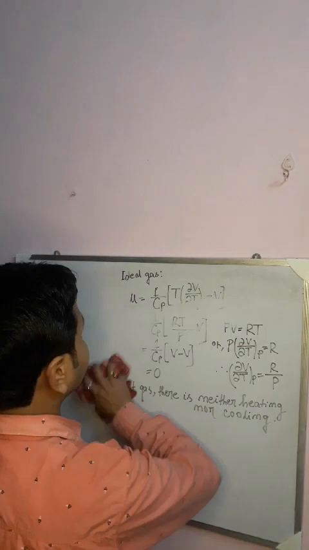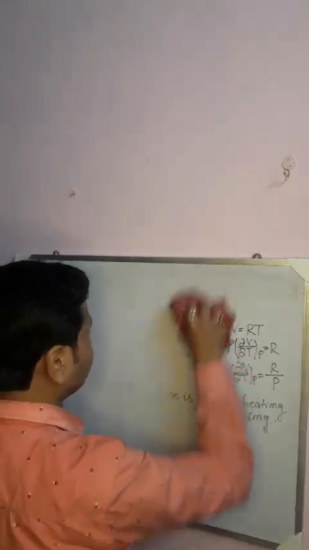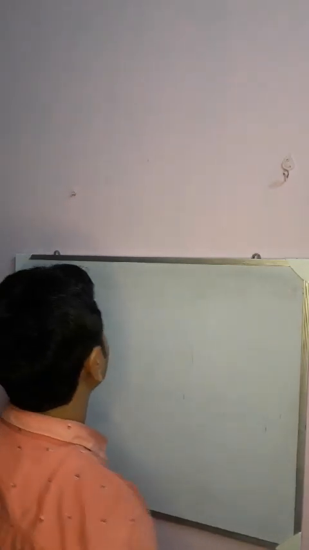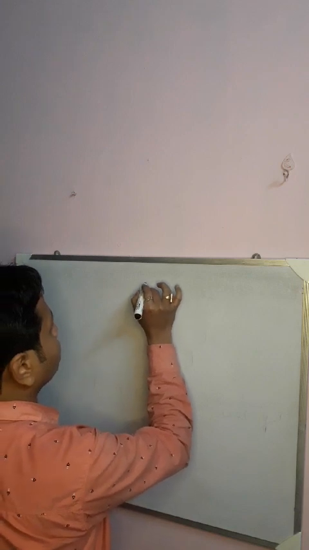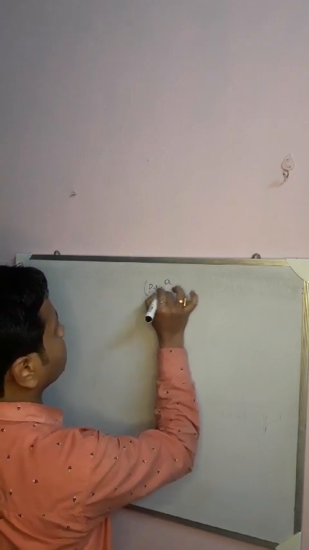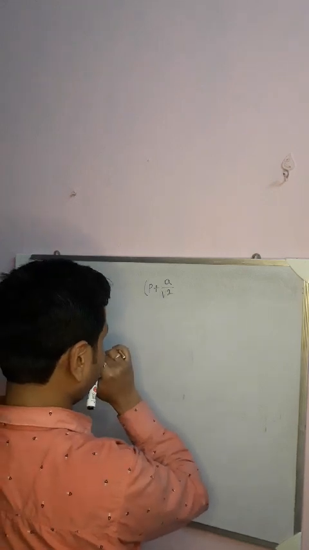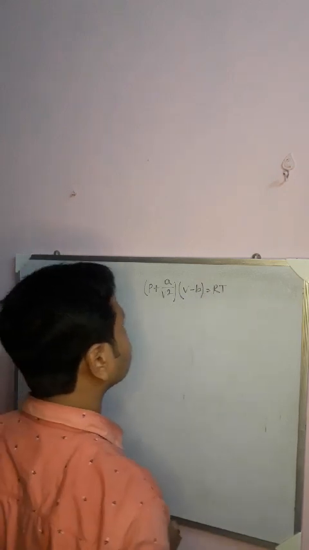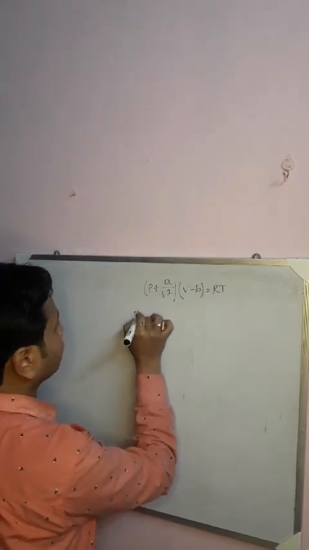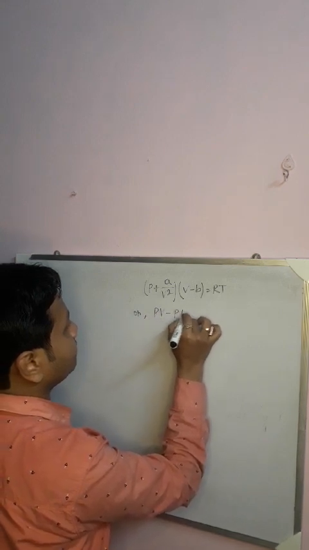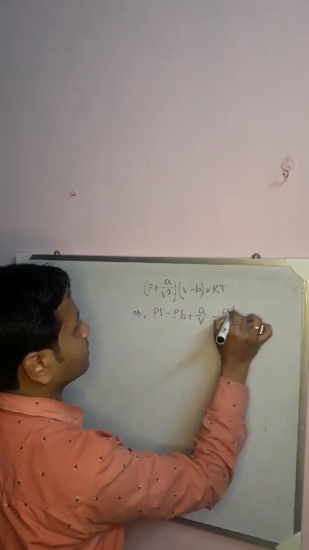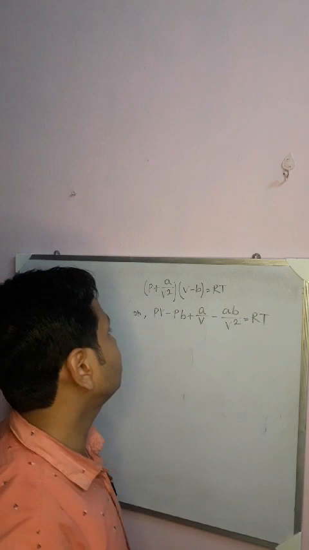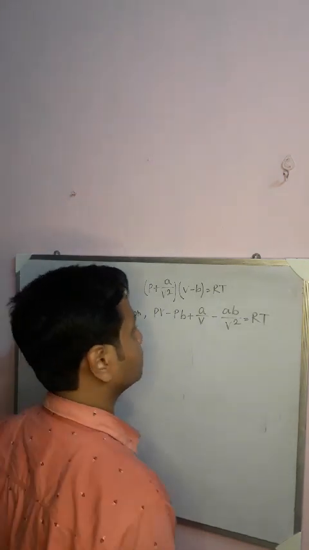Now let us take the example of 1 mole of real gas and check what the value of mu will be for real gases. We all know that for 1 mole of real gas the van der Waals equation is this. Multiplying it out, PV minus PB plus A by V minus AB by V square equals RT.